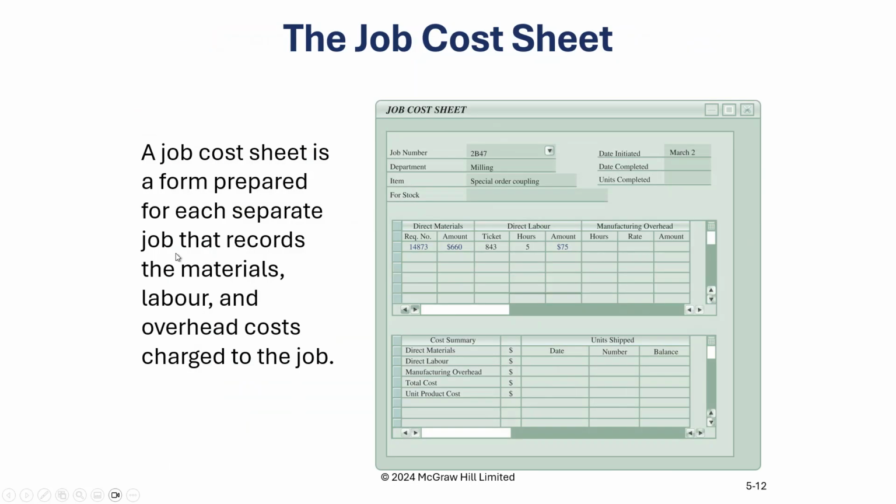And the next part is the job sheet. Typically this is how the job sheet looks. You see that this is the requisition number, and this is the cost that they have for the material. There are three components there. This is the direct material, with a list of all the costs, then this is the requisition for the direct labor, and this is the manufacturing overhead. So a job sheet is prepared for each separate job that requires material, labor, and overhead charged to the job.